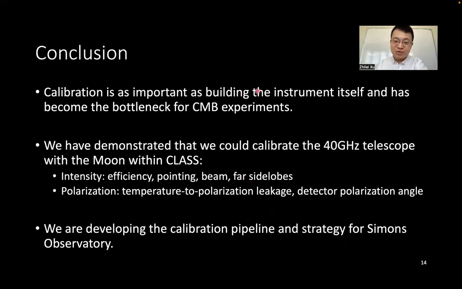Calibration is as important as building the instrument itself, and it has become the bottleneck for CMB experiments. We have demonstrated that we could calibrate the 40 gigahertz telescope with the moon within CLASS in terms of efficiency, pointing, beam, far side lobes, temperature to polarization leakage, and detector polarization angle. And we are developing a calibration pipeline strategy for Simons Observatory as well, especially the drone calibration strategy.